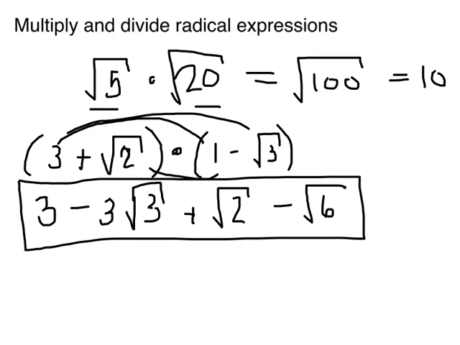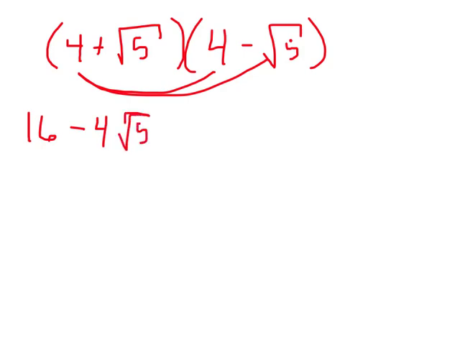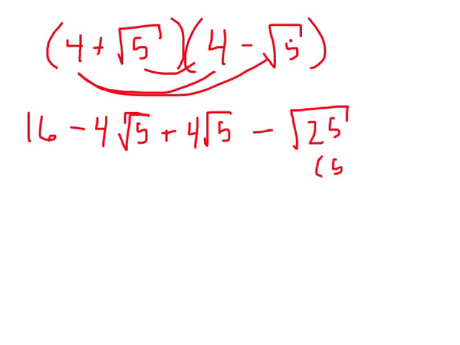Let's look at one more of those. Alright, so let's multiply these. We have 4 times 4 is 16. 4 times the negative square root of 5 is minus 4 square root of 5. And then we have plus 4 square root of 5. And then minus the square root of 25, which is 5. The minus 4 square root of 5 and plus 4 square root of 5 do cancel, and you have 16 minus 5, which is 11.